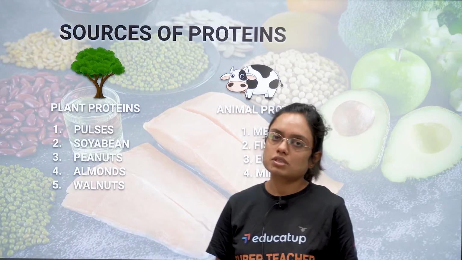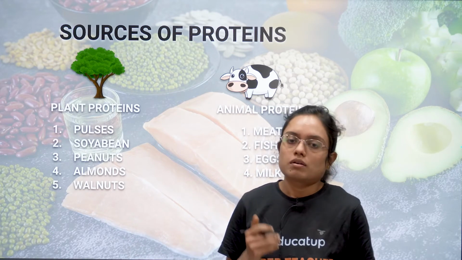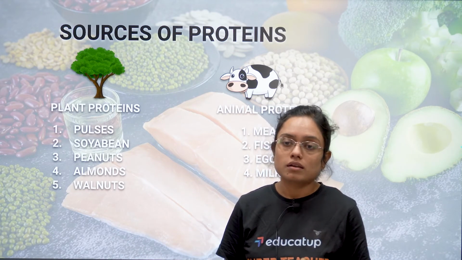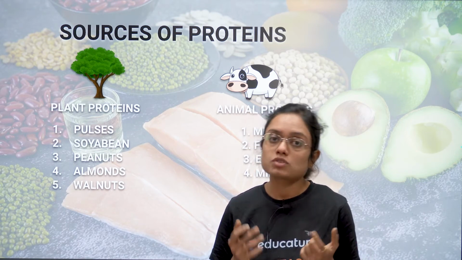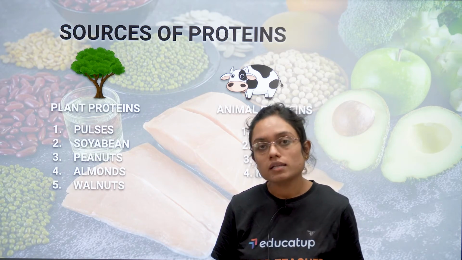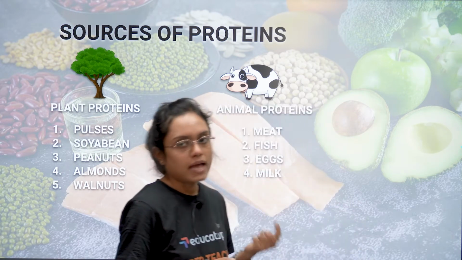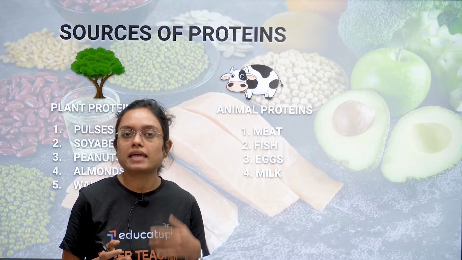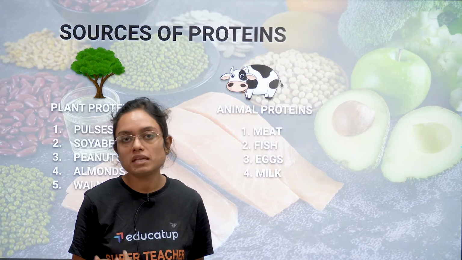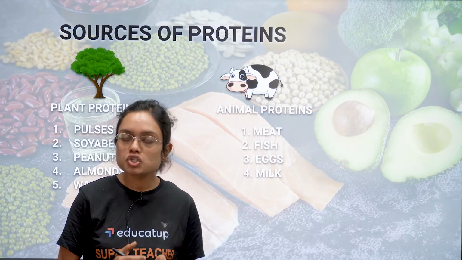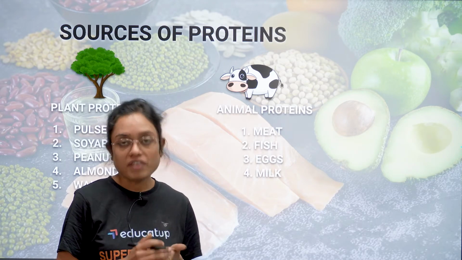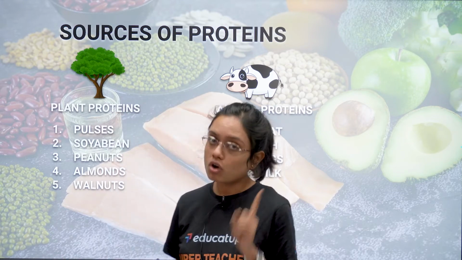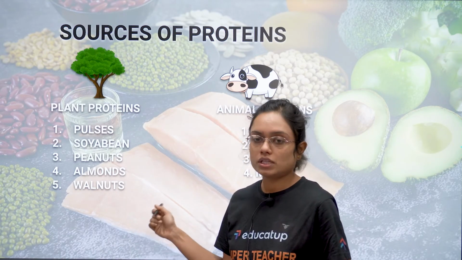Plant proteins, the sources are like soya bean, pulses, peanut, then your almonds, आपके जो बादाम होते हैं, walnut, अखरोट. If we talk about animal proteins, then definitely we have meat and all the meat products like bacon, pork, beef. Then you have fish, eggs, milk. Very good source of protein. Children, ensure to have a good amount of protein in your diet.